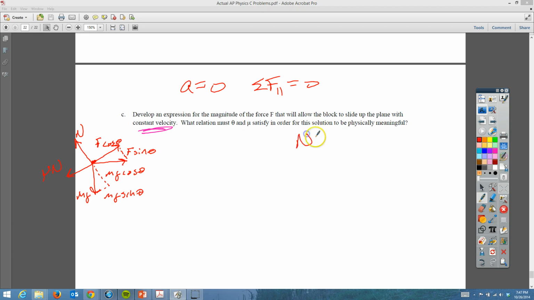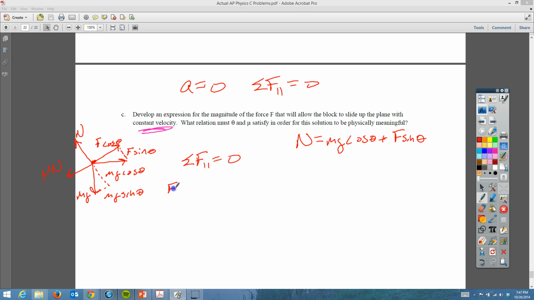So we already said that N is basically very simple to do. It's just equal to mg cosine of the angle plus F times the sine of the angle. Those are the two things that oppose the N that you see here. And now we need to rewrite our expression for the sum of the force. So we know the sum of the force in the parallel direction is equal to 0. So let's write all those out again.